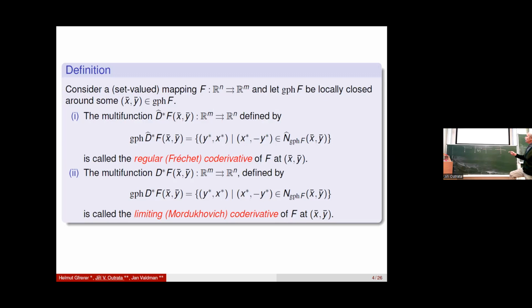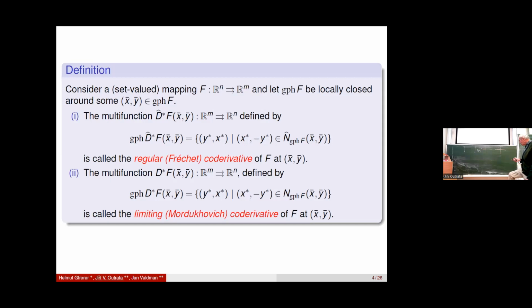Then we define the so-called regular or Fréchet derivative, which is given by this formula by working with the regular normal cone to the graph at the point in question. So actually we work with the previous definition and apply it to the graph of the multifunction. And the same happens also when speaking about the limiting coderivative, where instead of regular normal cones, we use the limiting normal cone.